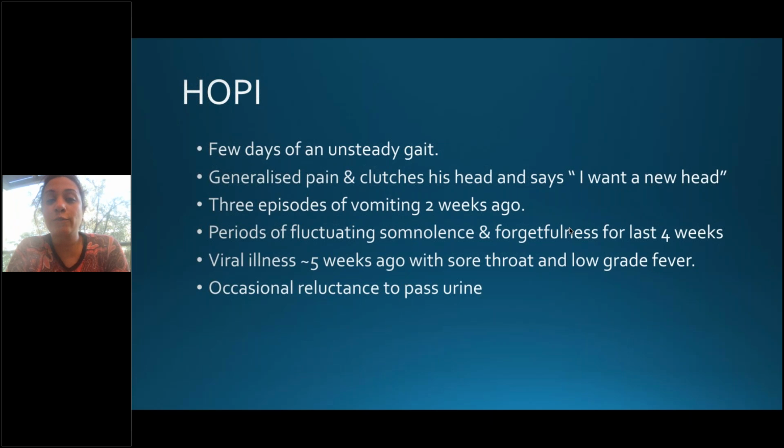And he had 3 episodes of vomiting 2 weeks ago. Before that, he had periods of fluctuating sleepiness and forgetfulness. That was for around 4 weeks. And a week prior to that, there was a viral illness. So this one, it all started where he had a sore throat and a low-grade fever. When we asked about some of his symptoms, he also has occasional reluctance to pass urine, but he was still able to pass urine. He was just retaining it a bit more.